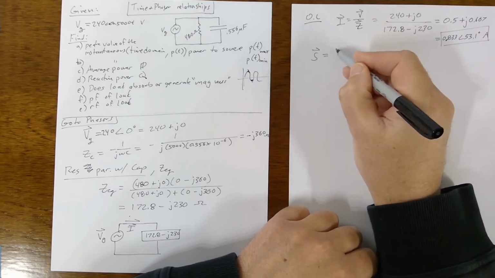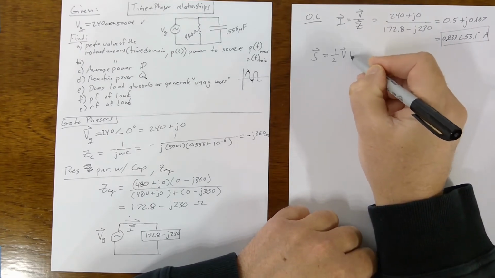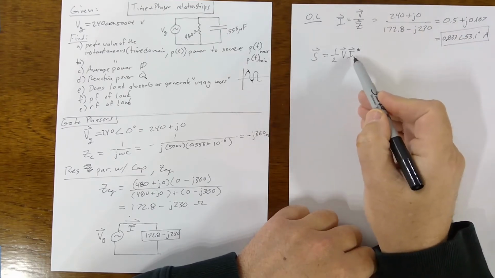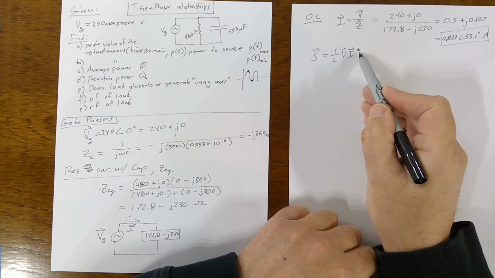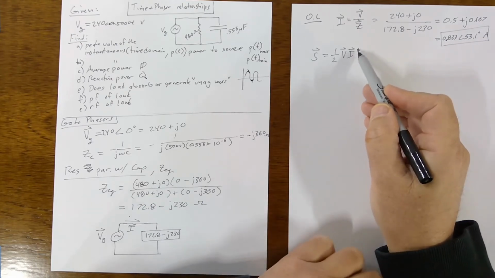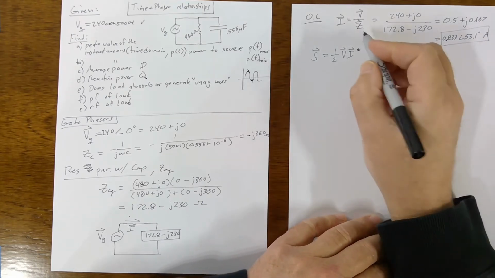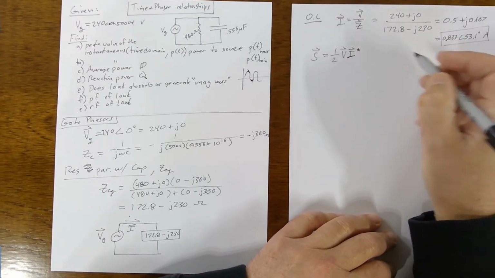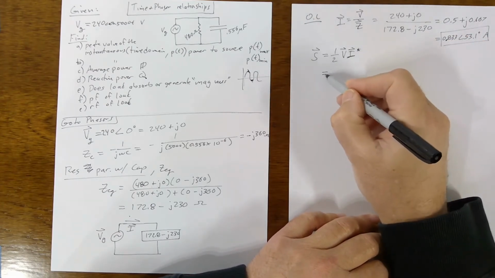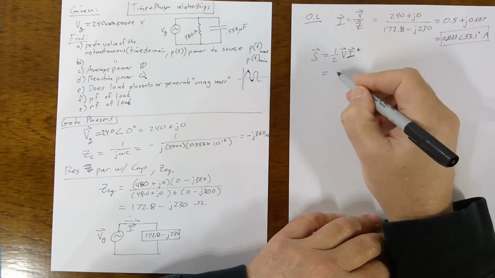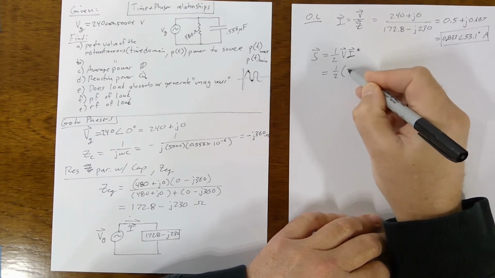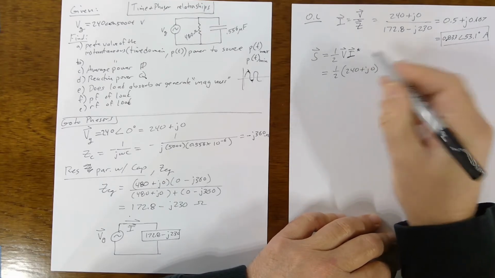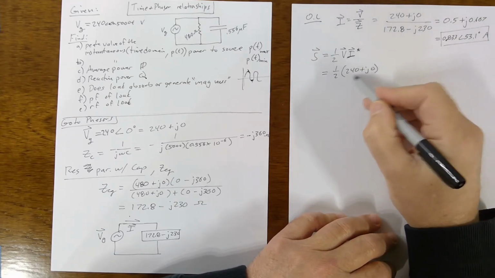S phasor is given by this. S phasor is 1/2 V phasor I phasor conjugate, and the conjugate is there to get the angles to work out right. It's kind of lost in the derivation, but you need it. So this is 1/2 times 240 plus J0. It's a V phasor in rectangular format.